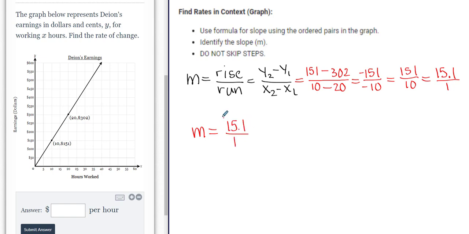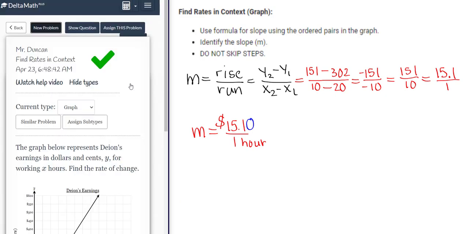And then we apply our context. So this is going to be dollars, and this is going to be per 1 hour, which per implies that it's going to be 1. And then I would suggest go ahead and add a 0 here so it looks like a typical money amount. So that's $15.10. Good job.